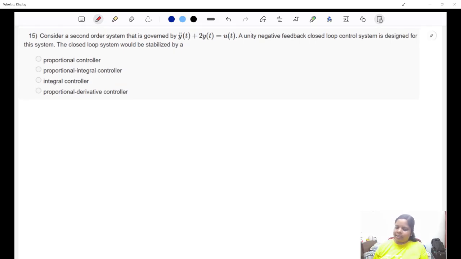So consider a second order system that is governed by the following: y double dot t plus 2y t equals u t. A unity negative feedback closed loop control system is designed for this system. So proportional controller, a derivative controller, or whatever, the closed loop system would be stabilized by which of the following controllers? First let's take the Laplace. Then after taking the Laplace, we'll multiply it with the controller. We'll try to find out the closed loop transfer function, and there we are going to replace it with the various controllers, and then we are going to find out which of them is going to stabilize the system and which is not. So let's take the Laplace transform.